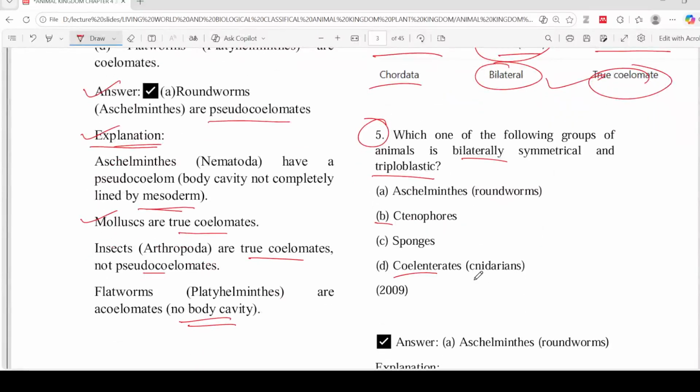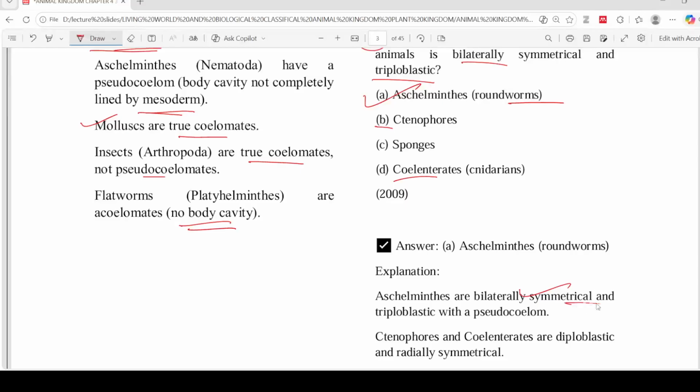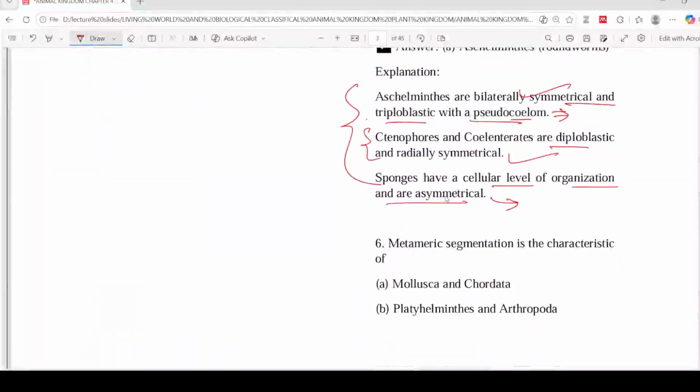So here the correct answer will be Aschelminthes. Aschelminthes, or roundworms, have bilateral symmetry and are triploblastic. So the explanation: Aschelminthes are bilateral, symmetrical and triploblastic with pseudocoelom. And ctenophores and coelenterates are diploblastic and radially symmetrical, and sponges have a cellular level of organization and are asymmetrical. So remember this explanation, it will be helpful for your examinations. So let's move to the next question.